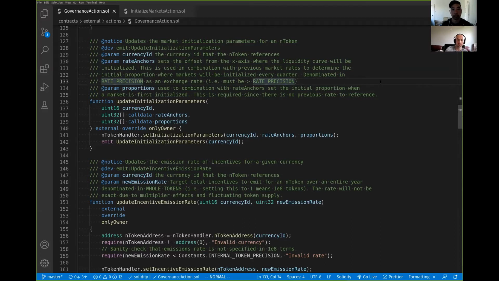But we solve for the proportion to maintain the interest rate.